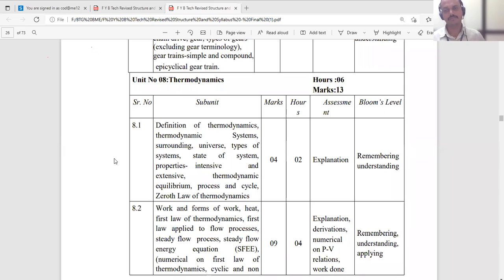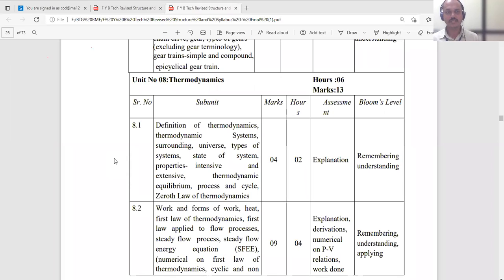Now universe. What is the universe? Universe is all that: system, surrounding, and all these things. Okay. Then types of systems: open system, closed system, isolated system. There are three types of systems: open system, closed system, and isolated system. So what is the difference?